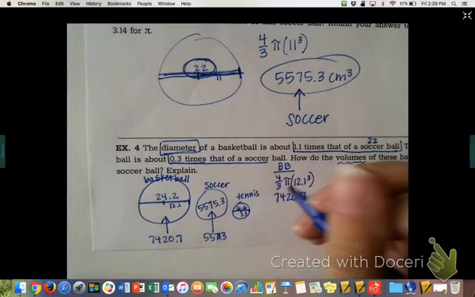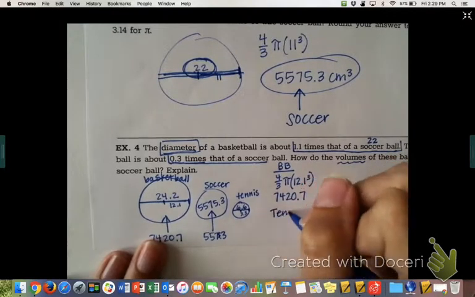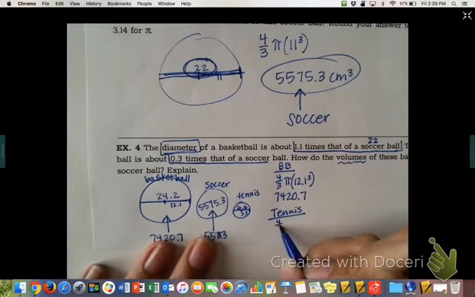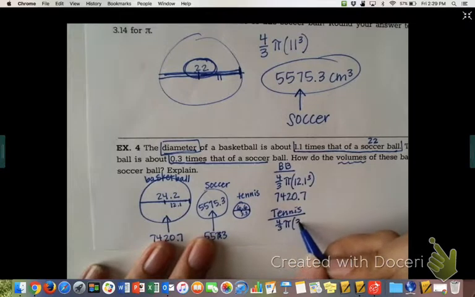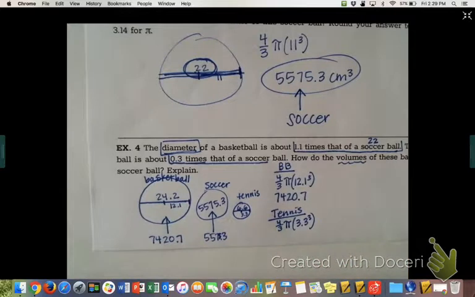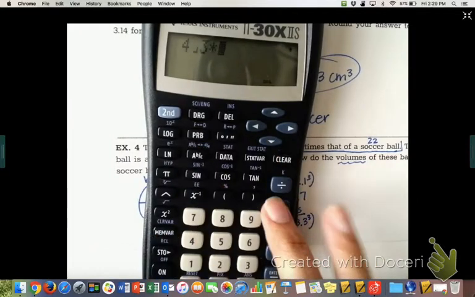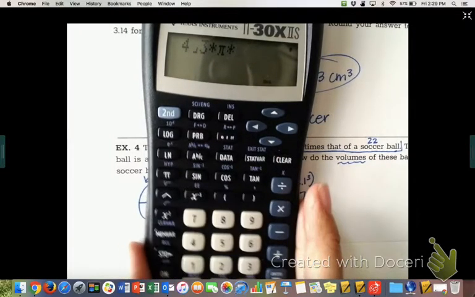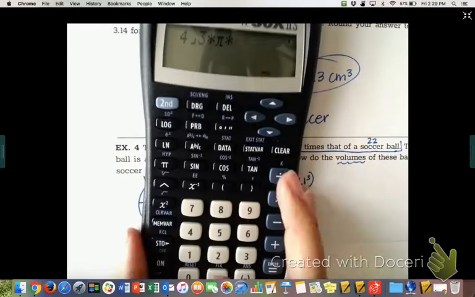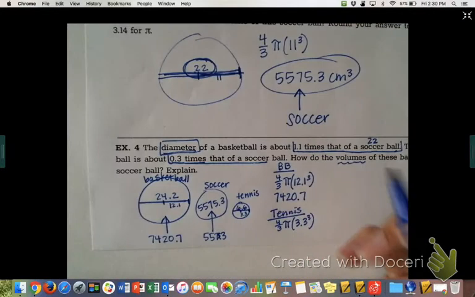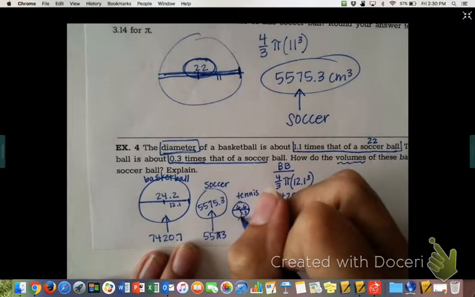All right, so our radius is 3.3. So for our tennis ball, we are going to do 4/3 times pi times 3.3 cubed to get our volume. All right, let's put that in the calculator. 4/3 times pi times 3.3 cubed. So 3.3 to the third power is 150.5. So this one is 150.5.